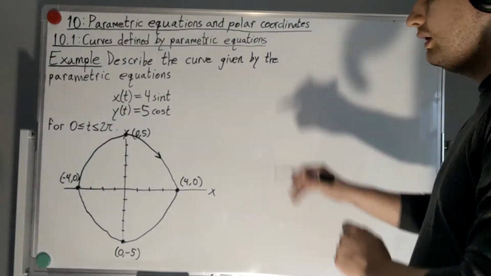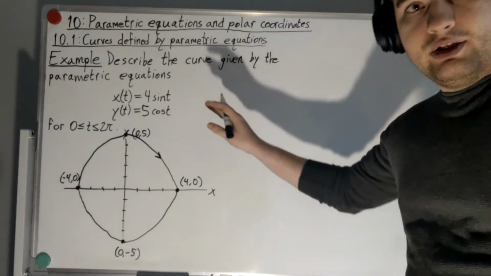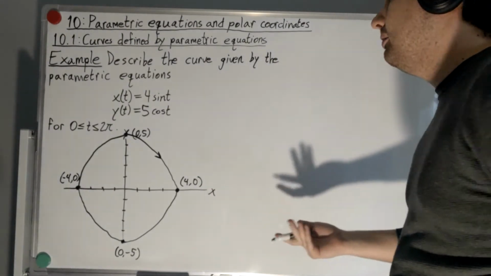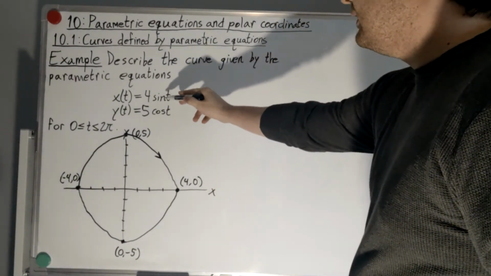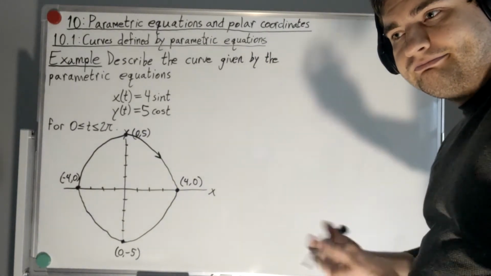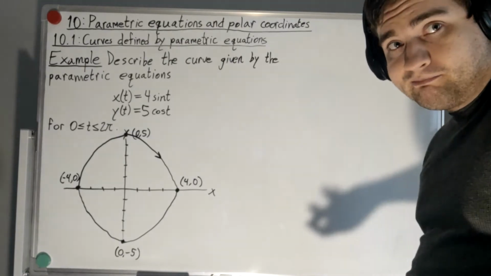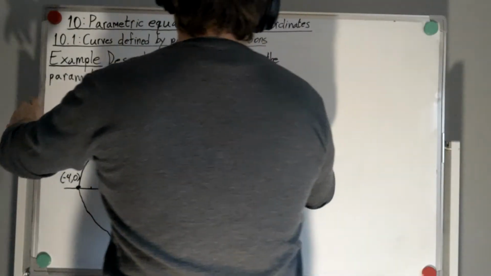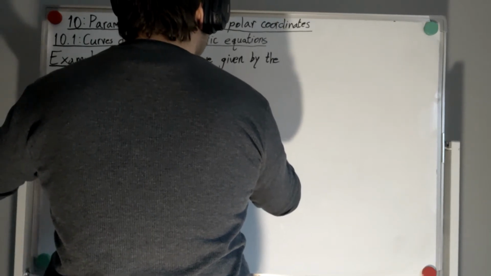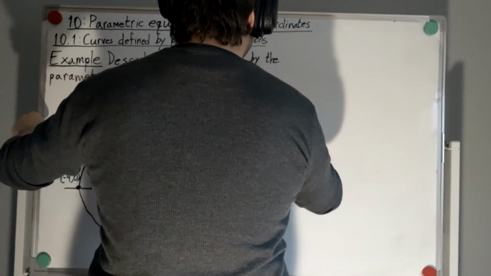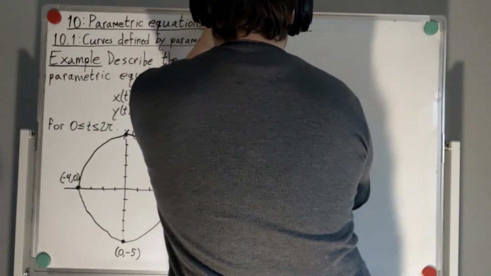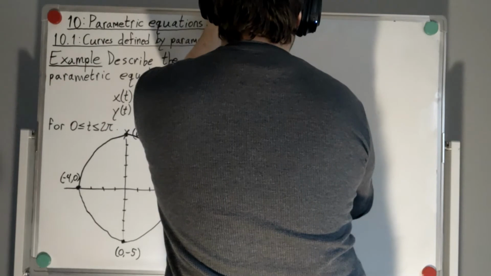All right? Now, this, by the way, can be written in a Cartesian way because sine and cosine have a relationship that we can write them in terms of each other without using t. So we can say x over 4, well, that's sine t, and y over 5, that would be cosine t.